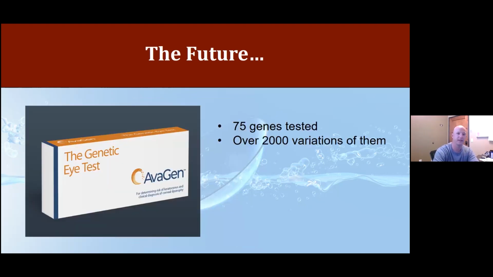On the diagnostic side, this is a genetic test that we can now use called Avogen. Avogen tests, it's just a cheek swab, so painless, but it tests for 75 genes and over 2,000 variations of those genes that influence keratoconus. And so we get a very detailed report back after sending this test into the lab, and we can essentially tell a patient what their risk for developing keratoconus is.